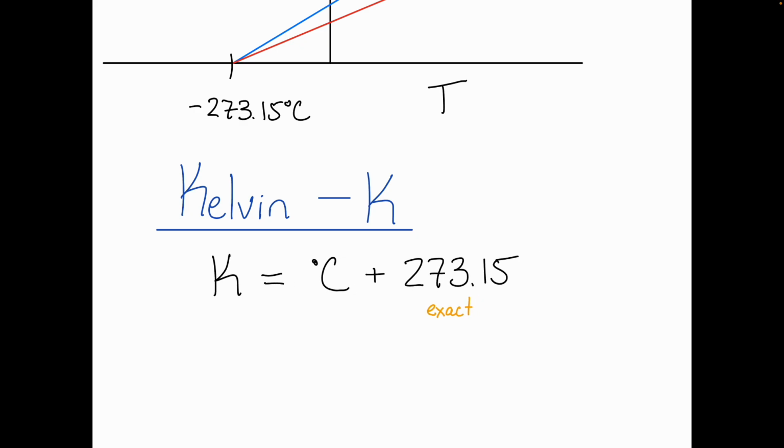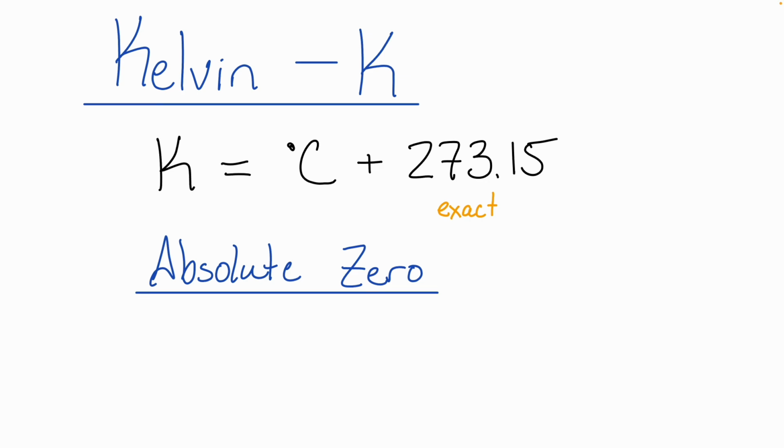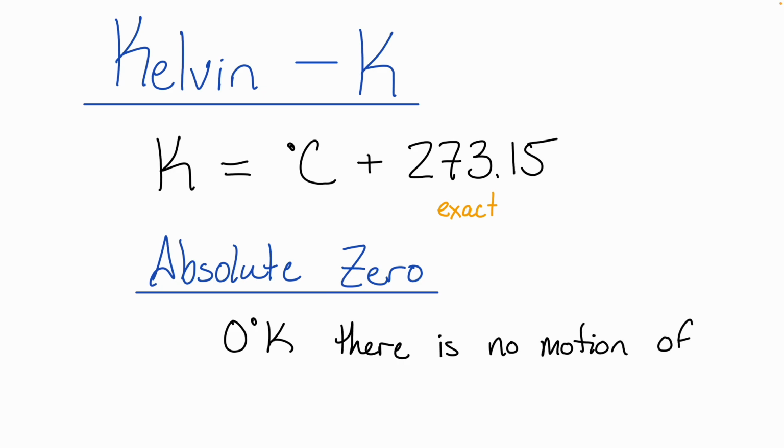All right, but importantly, why the Kelvin temperature scale is considered to be like the fundamental temperature scale is because of this concept of absolute zero. Absolute zero is 0 Kelvin, and at absolute zero we say there is no motion at the atomic level.